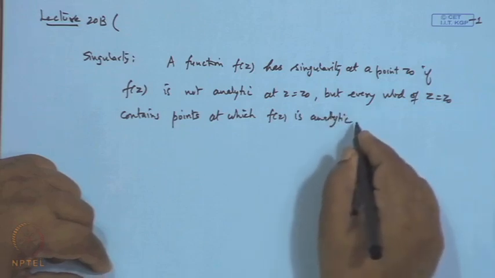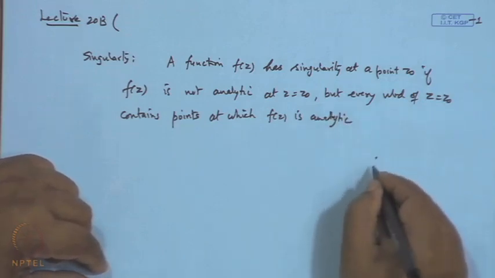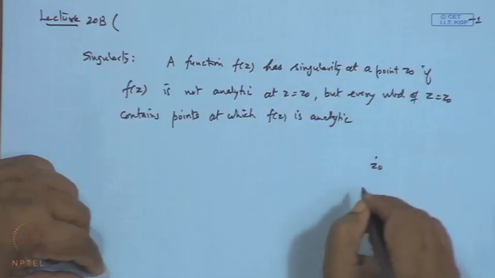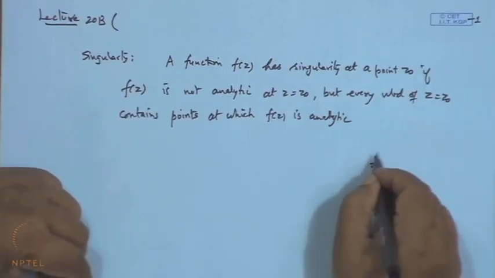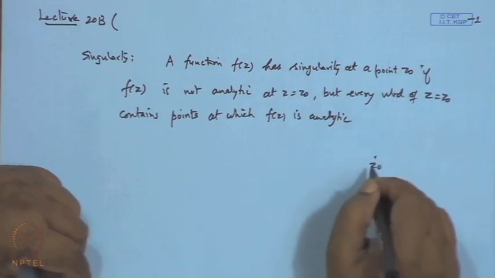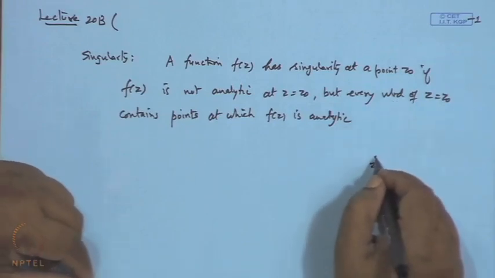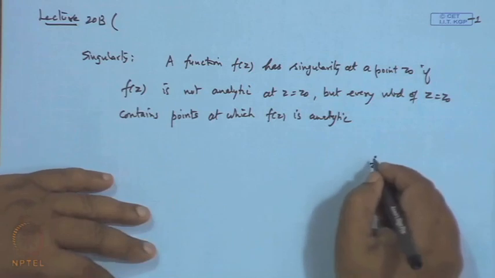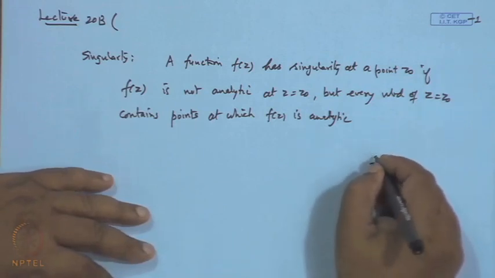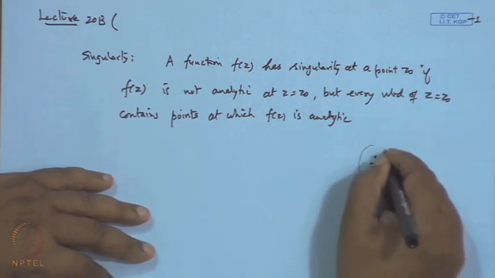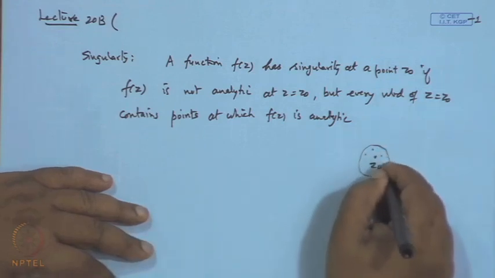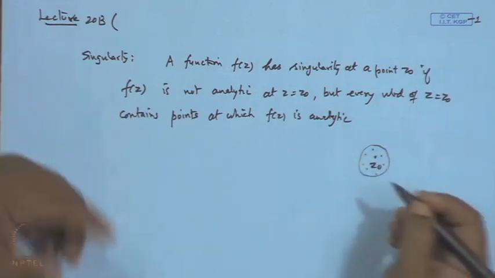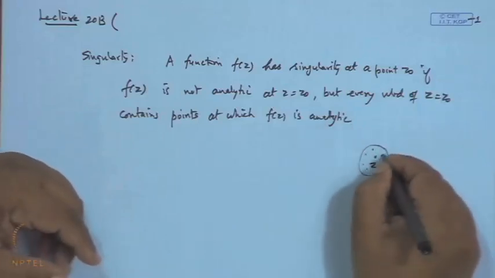That is, the meaning is, if we say z naught is a singular point for a function f z, it means at the point z naught the function ceases to be analytic, either it is not defined or it is not analytic. But if we draw any neighborhood around the point z naught, then this must include some of the points, or maybe all, where the function is analytic.